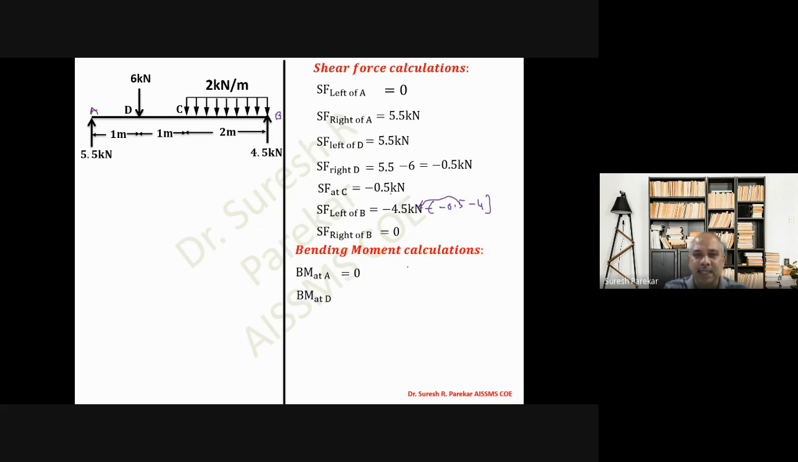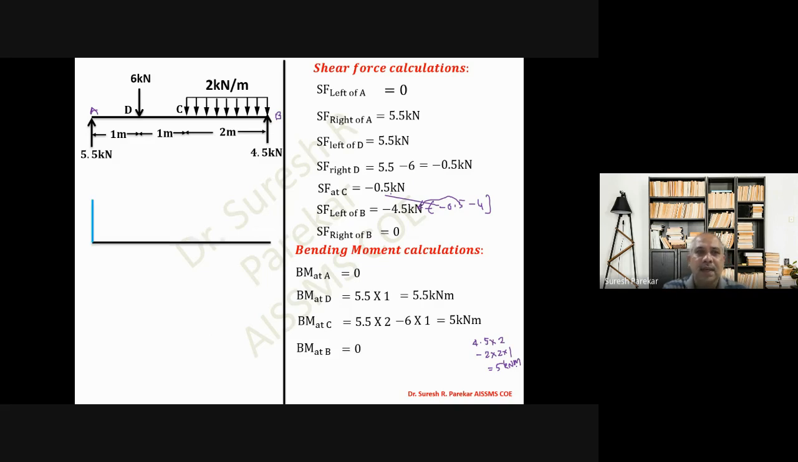Bending moment at A 0, bending moment at D 5.5 into 1, 5.5 kilonewton meter. At C 5.5 into 2 minus 6 into 1, 5 kilonewton meter. If we calculate from the right side also, then from the right side we have anti-clockwise plus, so 4.5 into 2 minus 2 into 2 into 1, and that also comes 5 kilonewton meter. And then at B we have 0.